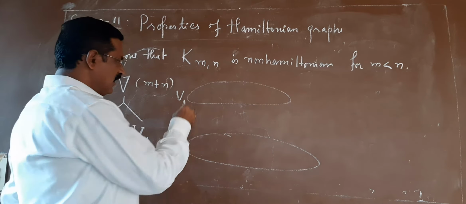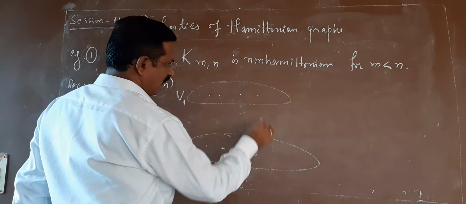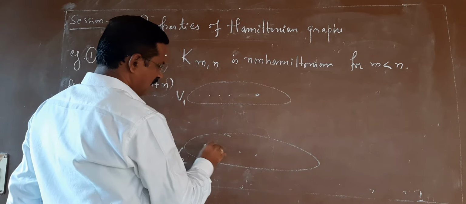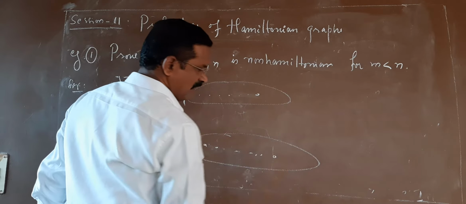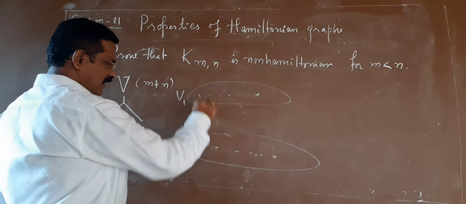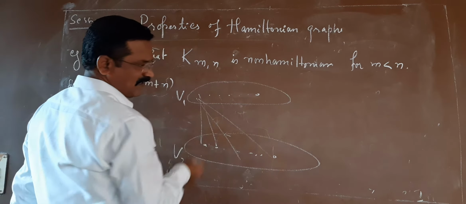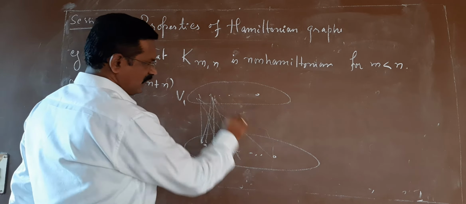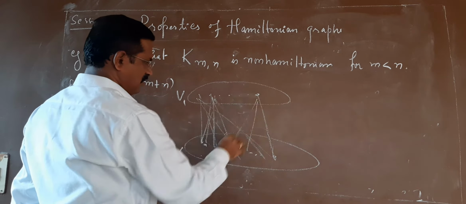If I consider some vertices here, there are m vertices. Like this, there are n vertices, which implies every vertex is adjacent to all the vertices of the other set, like this. So this is the definition.